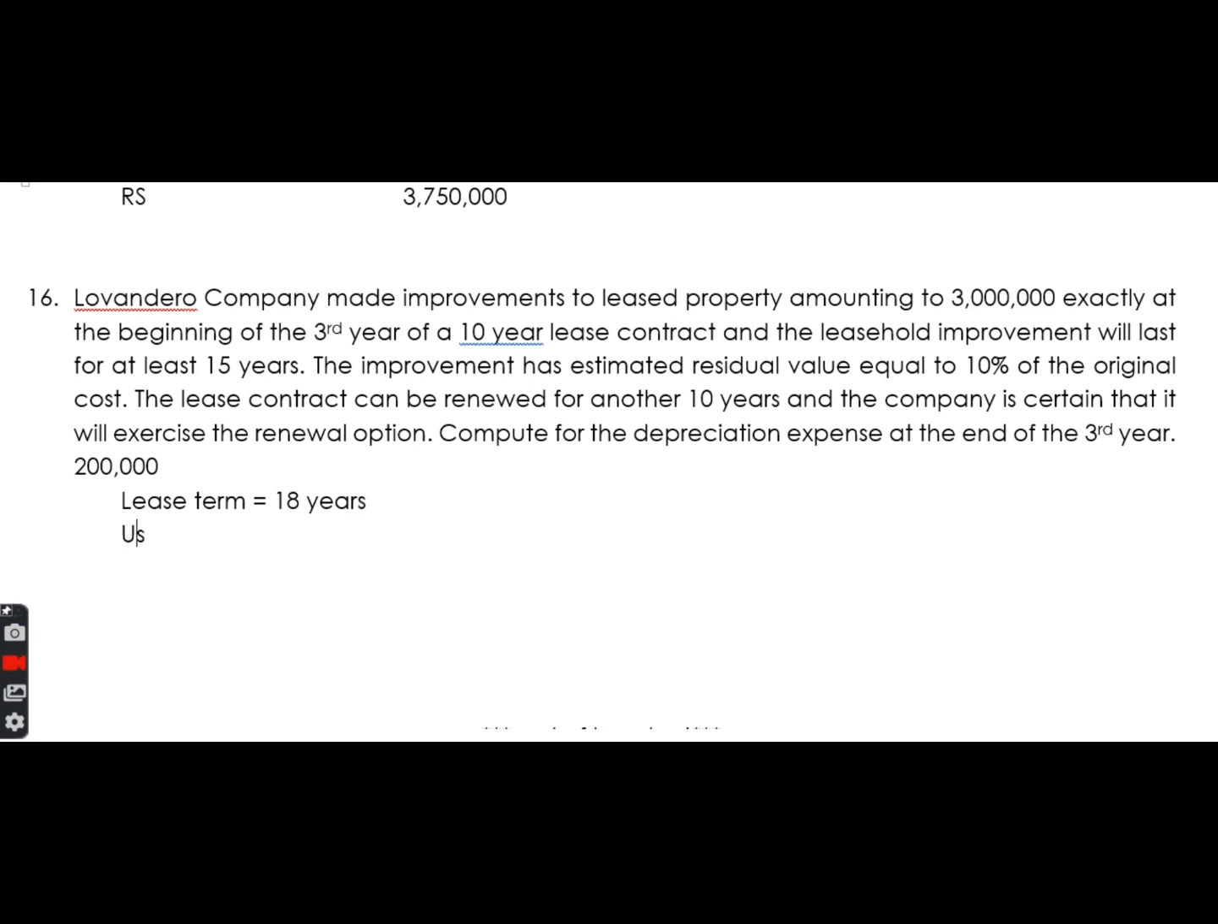Yung ating useful life, ang useful life natin is equal to 15 years lang. Okay? So obviously, dapat ang gagamitin natin yung shorter. So gagamitin natin as yung 15 years. Okay, yan kasi yun. So ngayon, paano ka magko-compute ng depreciation? So ang depreciation natin ngayon is equal to, so pag silent yung problem, straight line lang tayo.